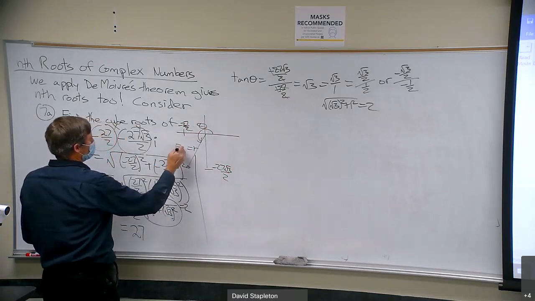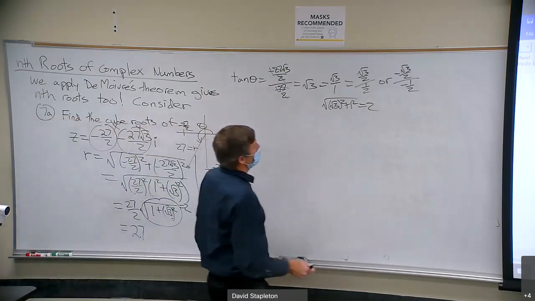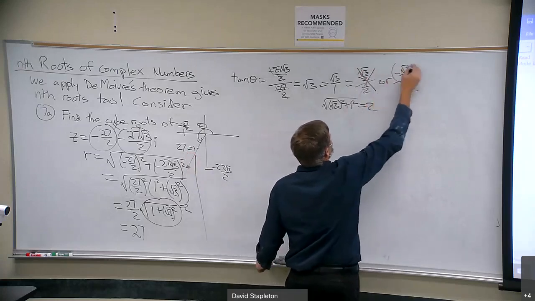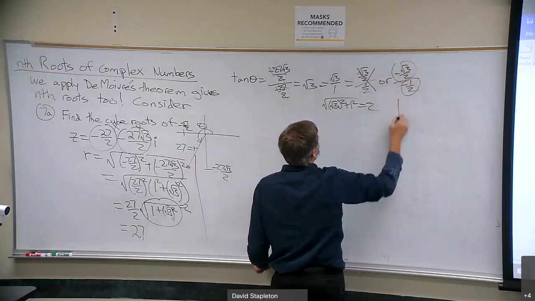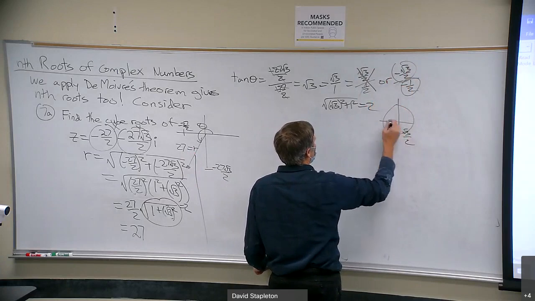R equals 27, we just calculated. What's theta to go over here? Well, it must be in quadrant 3, so we throw this one out, right? X and y are negative here. This is what we do. This is your y and your x on the unit circle. Y is minus square root 3 over 2. X is minus a half.